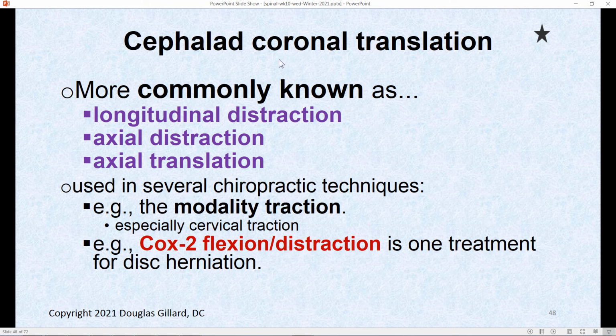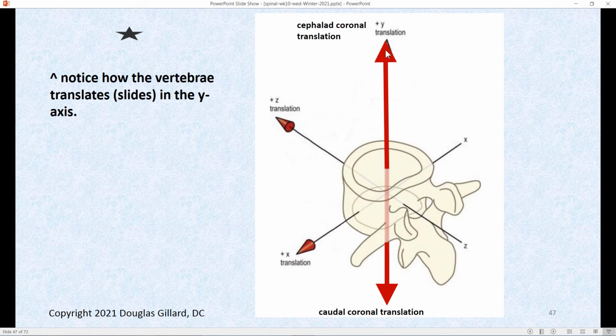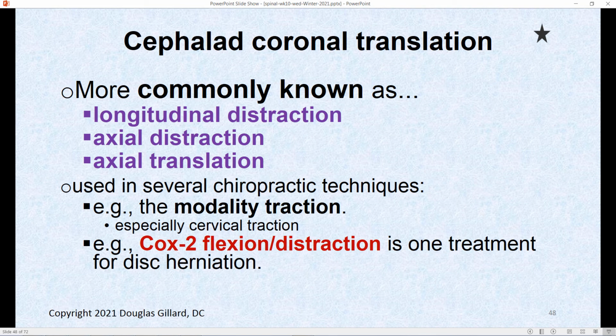All right, so cephalad coronal translation we use all the time. That's distraction. And this is where the term axial comes in, because this is the long axis. This y-axis is called the long axis of the spine and the long axis of the body. And so we're moving a bone in that long axis. So it gets the word axial distraction, or axial cephalad translation, or longitudinal distraction. Those are all the same things as cephalad coronal translation.